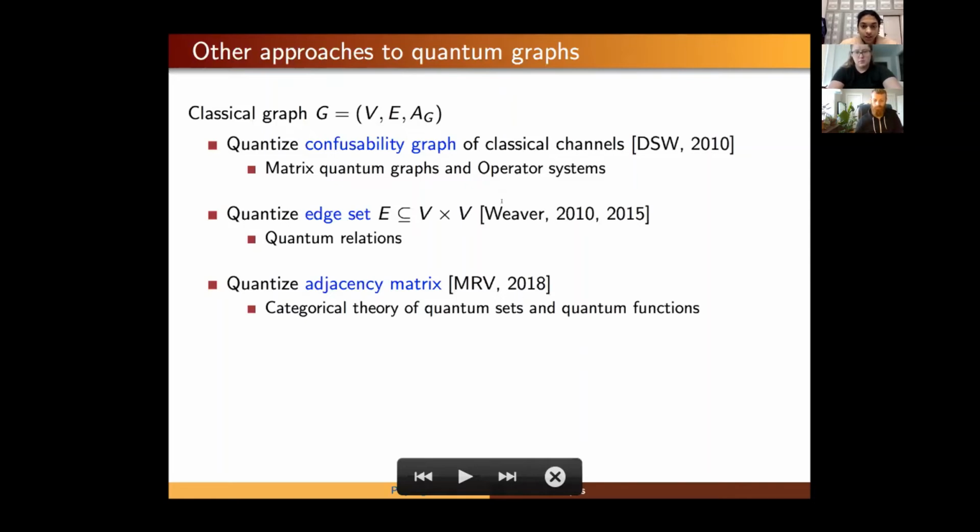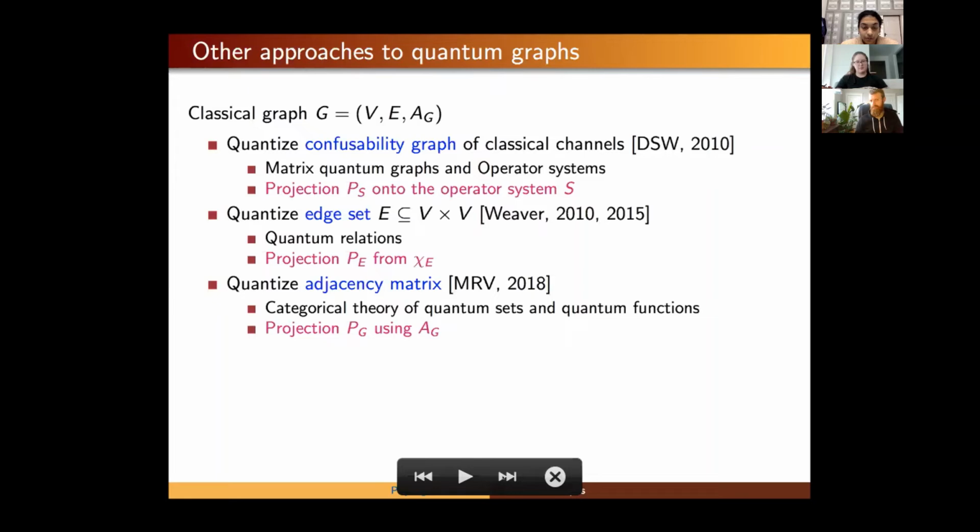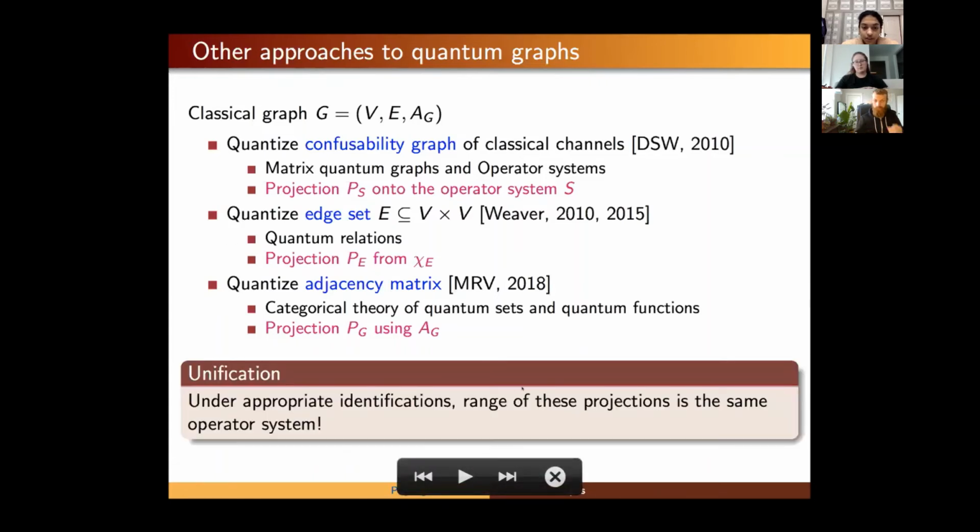Although these came up in different branches of mathematics like information theory, operator systems theory, and non-commutative topology, there is a nice connection between these different perspectives, which is using projections. In each of these cases, you can define a projection map. In the first case, you can define a projection onto the operator system. In the second case, you can define a projection that places the non-commutative analog of the characteristic function on the edge set. And in the third case, you can define a projection using the quantum adjacency matrix. And then it can be shown that under appropriate identifications, all these projections lead to the same operator system.